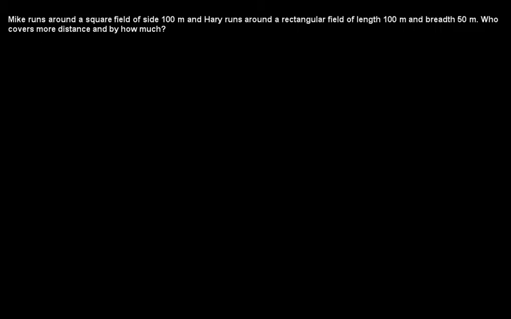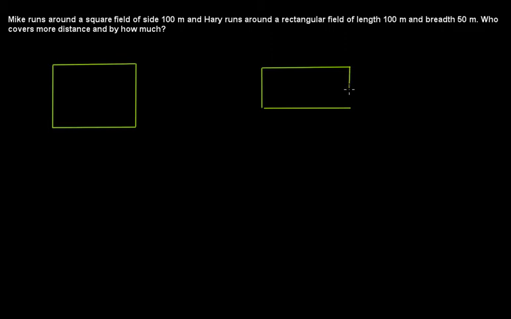If we talk about Mike, and if we assume that this is a square field, so let's draw a rough diagram of a square field. So this is a square field of Mike, and let's say that suppose this is a rectangular field for Harry. So in this case, the side of the square field is what? 100 meter.